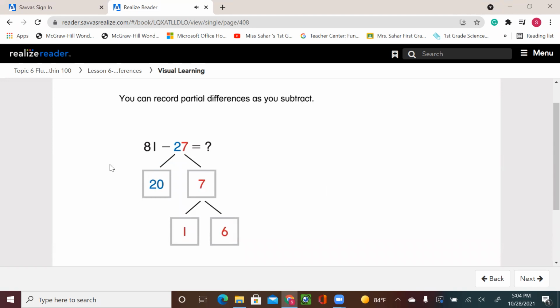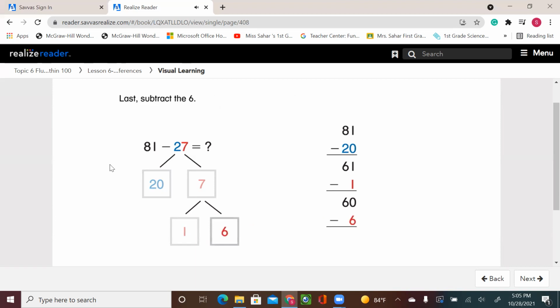You can record partial differences as you subtract. Here is one way to record. First, subtract 20 from 81. 81 minus 20 equals 61. Then subtract the 1. 61 minus 1 equals 60. Last, subtract the 6. 60 minus 6 equals 54. So 81 minus 27 equals 54.